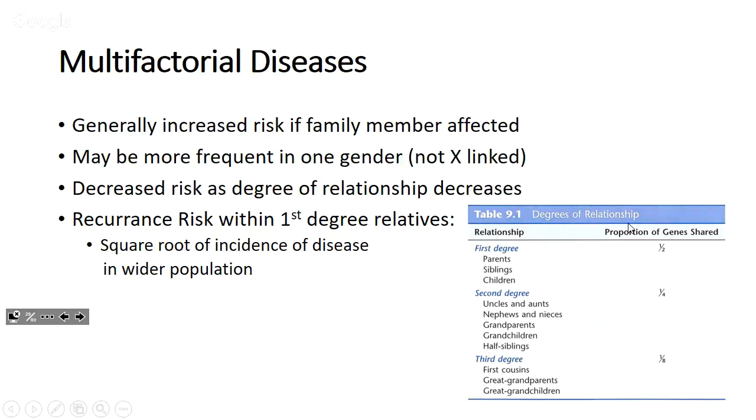These are conditions like the neuropathy that we looked at before, but you have an increased risk if you have a family member that's affected, and you have an increased risk if you have multiple family members that are affected. And it may be more frequent in one gender, but it's not because it's X-linked. It's just because there's some sort of abnormality that we don't entirely understand as such. And there is a recurrence risk. And if you want to calculate the recurrence risk within first-degree relatives of somebody that has a condition of a multifactorial nature, what you need to do is just square root the incidence of disease in the wider population.